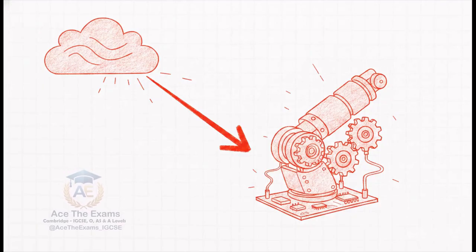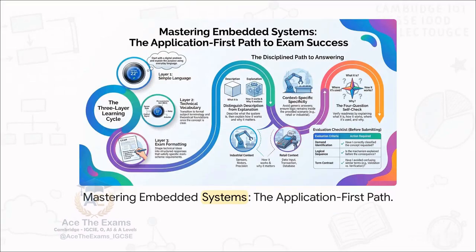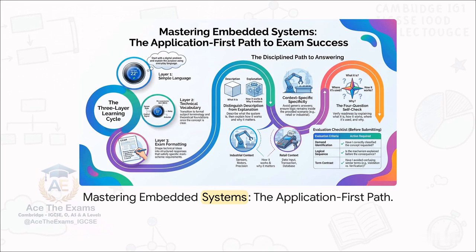From the web to the machine, embedded systems. All right, so we've scaled all the way up to global internet networks and cybersecurity. Now we are going to transition back down into highly specialized micro hardware. This is where code directly controls physical mechanisms in the real world. It's computing that you can literally touch and feel.